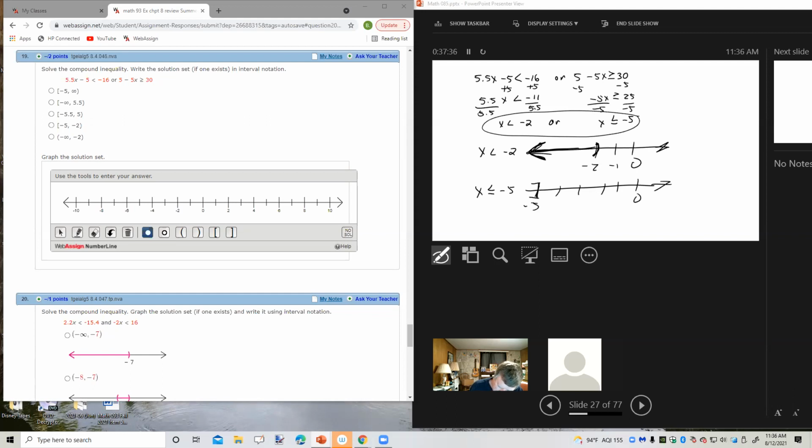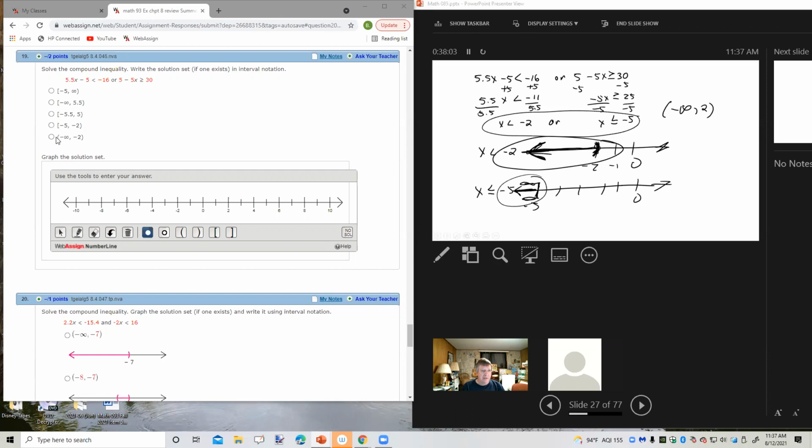Less than or equal to would look like that. But I want the union of the two. Well, if this starts slightly before -2 and goes to -infinity, this includes all of this, doesn't it? So the union would look like that. Okay. Which would also look like that in interval notation.